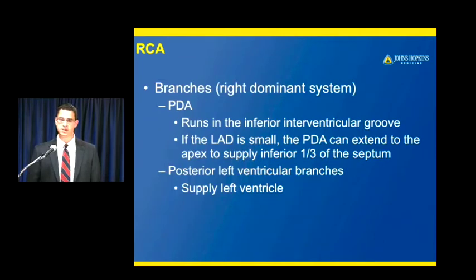What are the other branches? So the most important branch is the PDA. That's the one that supplies the inferior aspect of the septum and the inferior aspect of the heart. If the LAD is small, the PDA can even wrap around the apex of the heart and supply the inferior third of the septum and the apex of the heart, which makes it even more important in those patients.